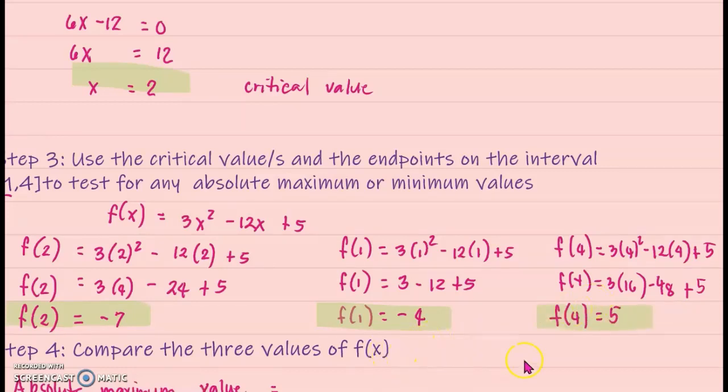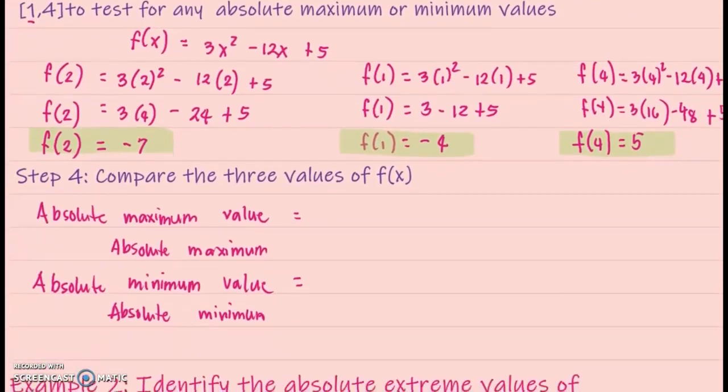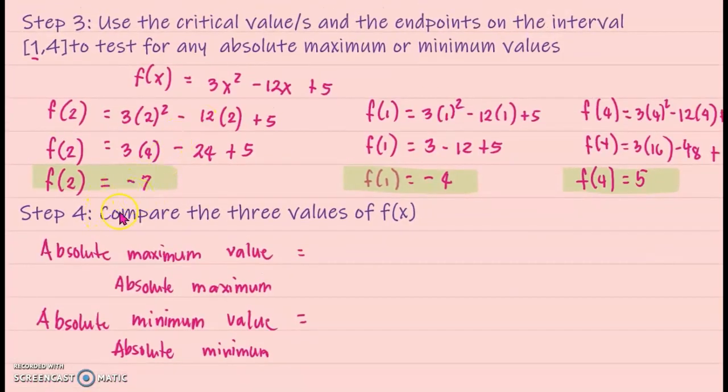Okay. So step 4, we have to compare the 3 values of f of x. So comparing, we can see here that our absolute maximum value again is the value of f of x that has the highest value, of course. So we have here 5. So our absolute maximum value is 5. That is when x is equal to 4. So our absolute maximum is at 4 and 5.